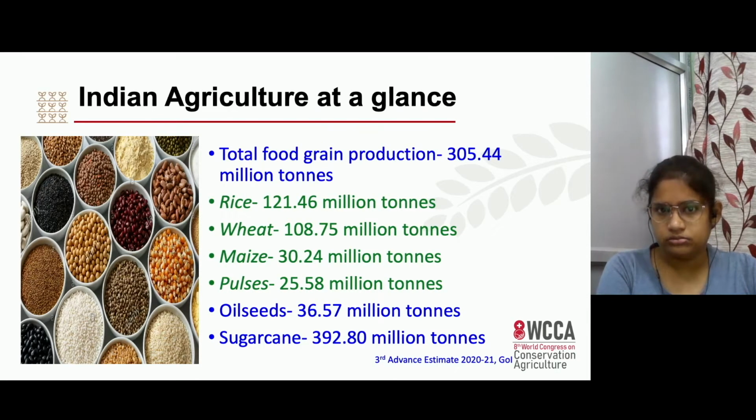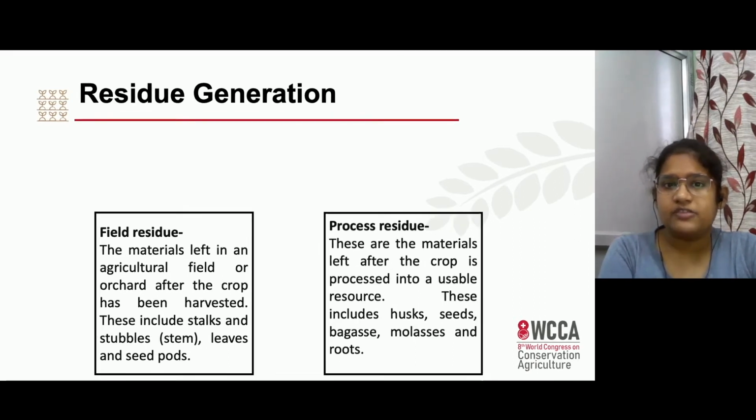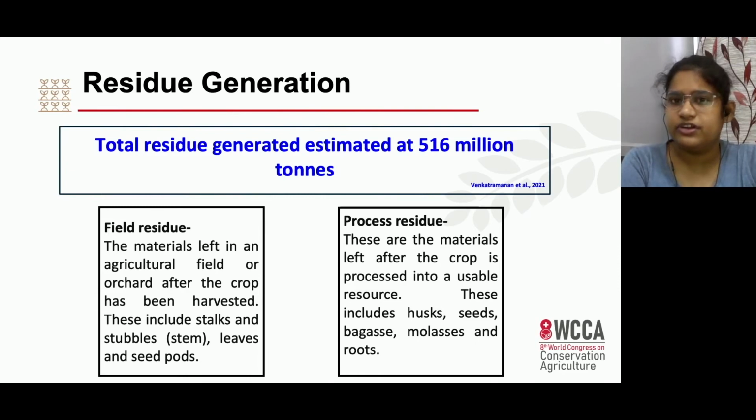According to the latest estimate, the total food grain production of the country is 305.44 million tons, largely contributed by rice and wheat. Then pulses, 26 million tons, oilseeds around 37 million tons, and sugarcane almost 400 million tons. So with this huge production comes a huge amount of residue. Mainly that is field residue, which is left over in the field after the main crop has been harvested, or the processed residue, that is the post-harvest residue. As per the latest data available, the total residue generated is estimated at 516 million tons.